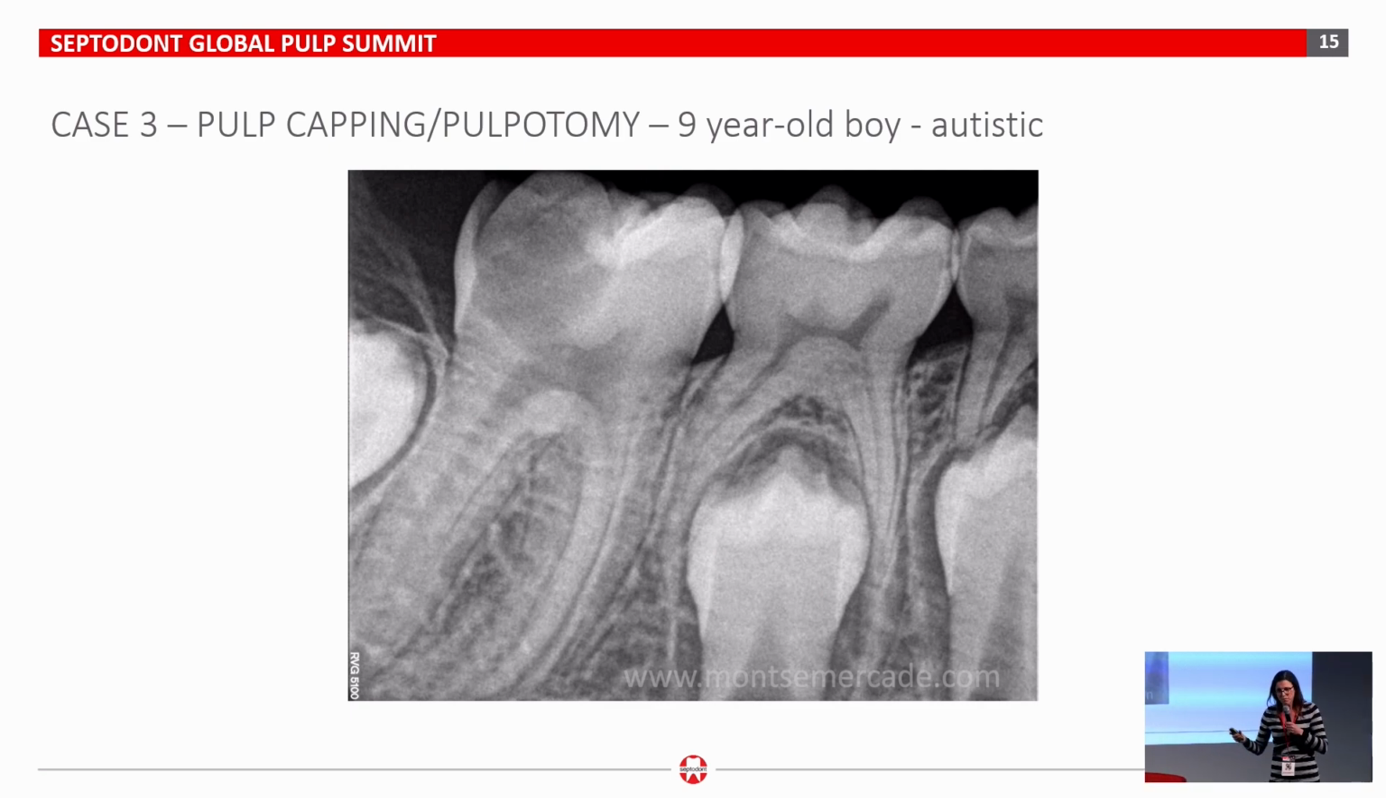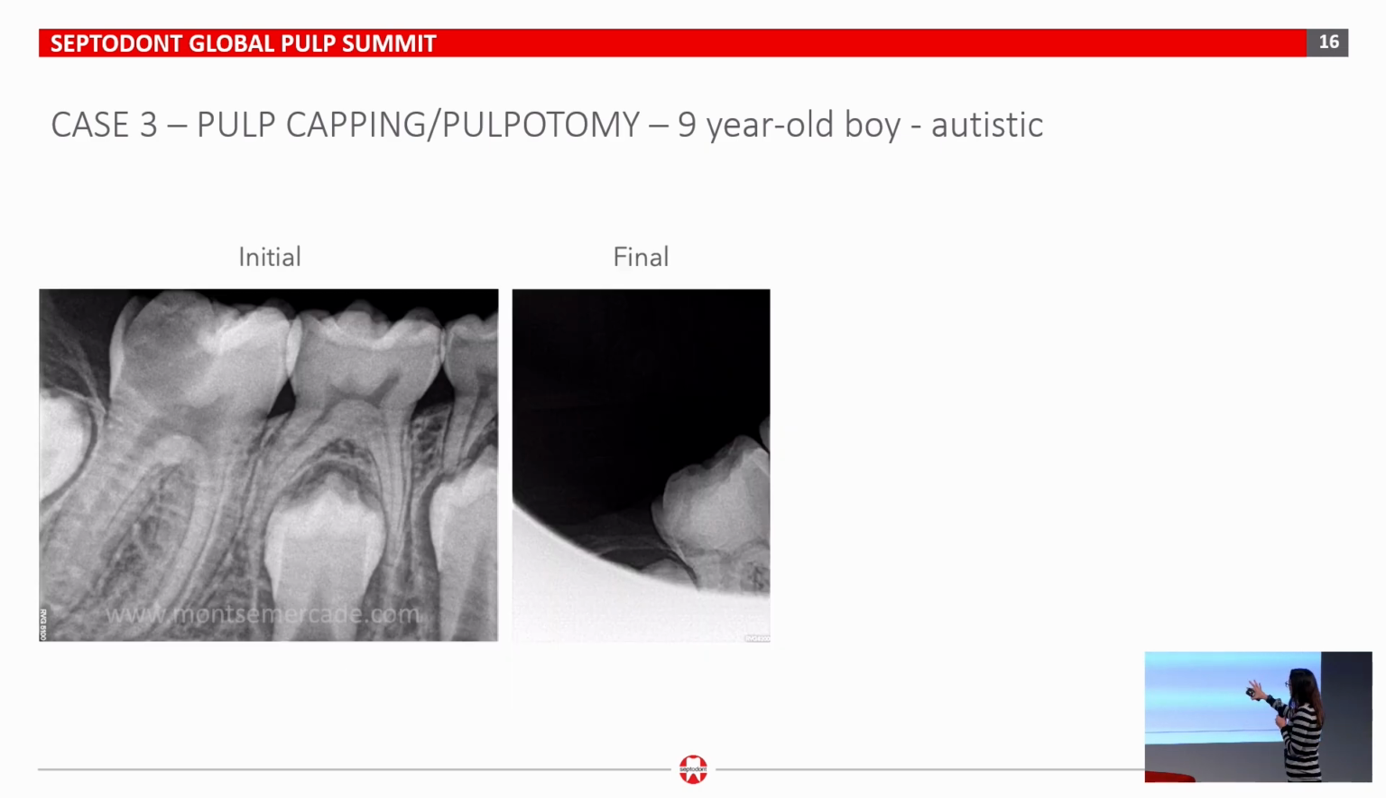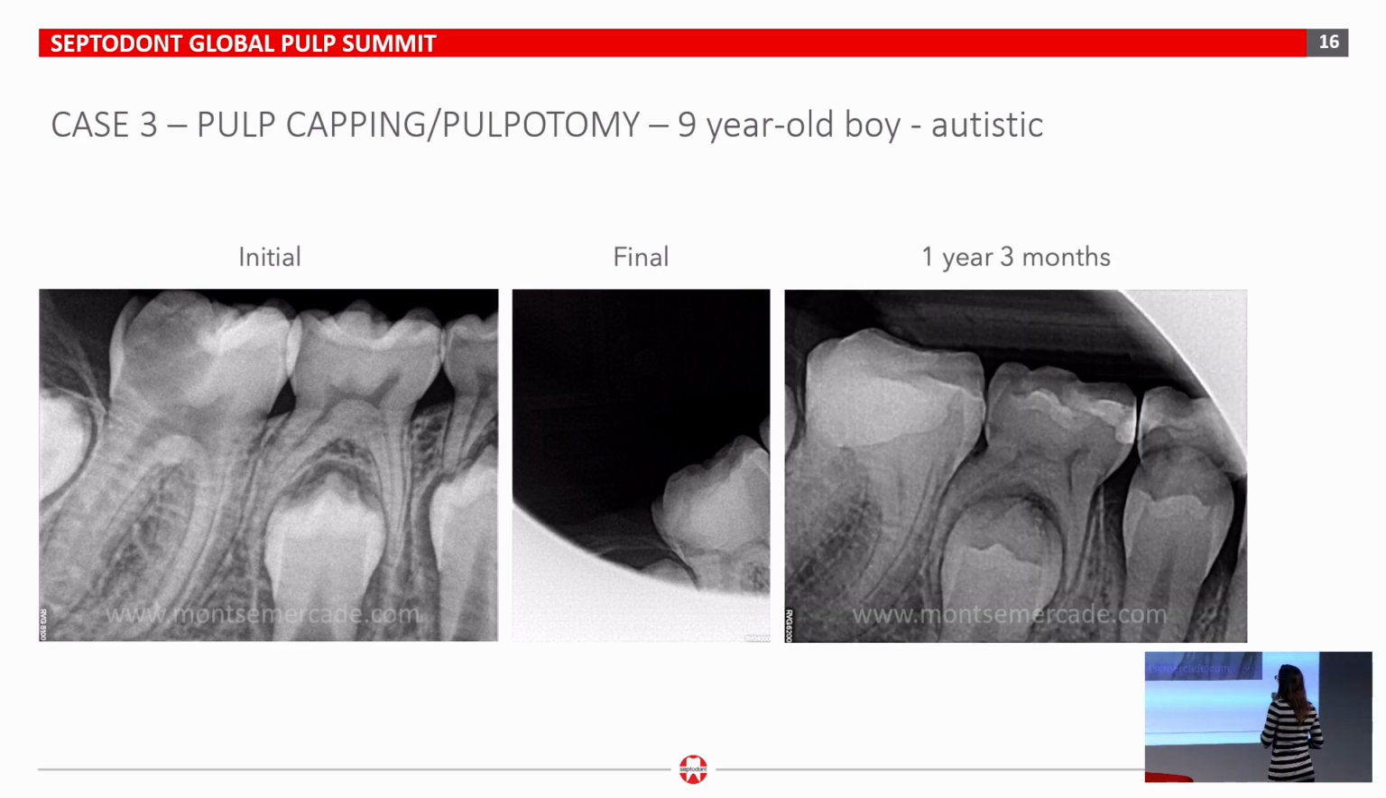I have no pictures of the treatment. I'm sorry. I'm sorry also for the final X-ray. It was very difficult. He cannot stay in the chair for so long. And he came 1 year and 3 months later. It was a pulpotomy, probably an irreversible pulpitis, but it's working, and it's working very nicely. I say it's much easier than doing a root canal here in children.